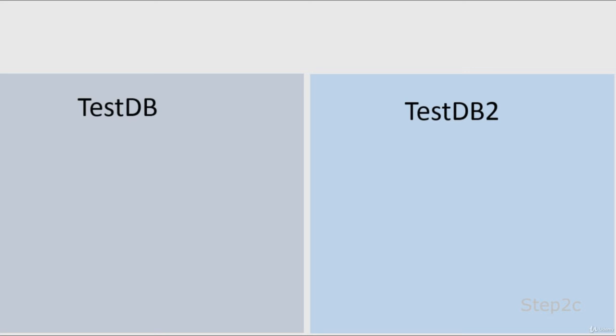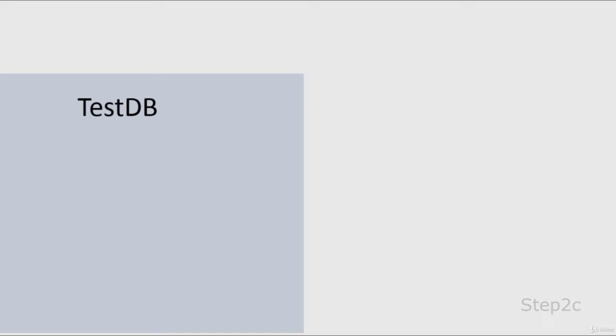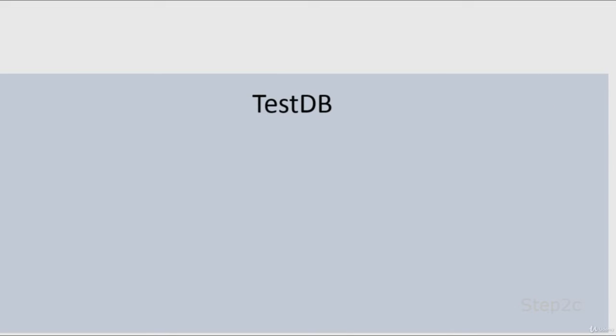First, create two databases. Give any name, say TestDB and TestDB2, and then delete one of the databases. You could delete either of them. Then select one of the databases as the current database, and in that database create multiple tables.